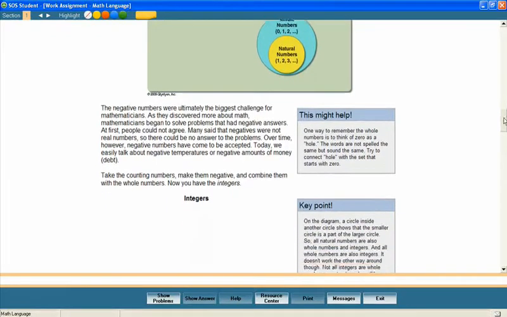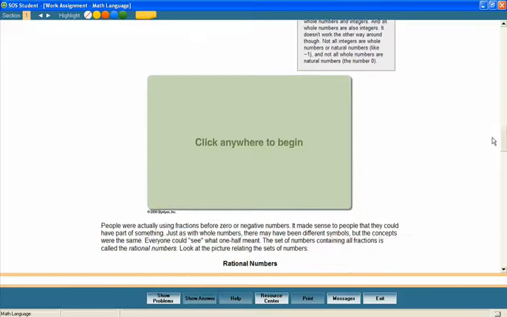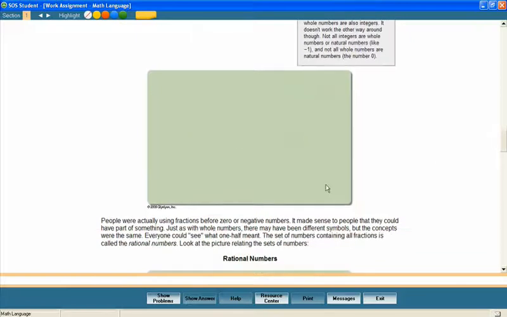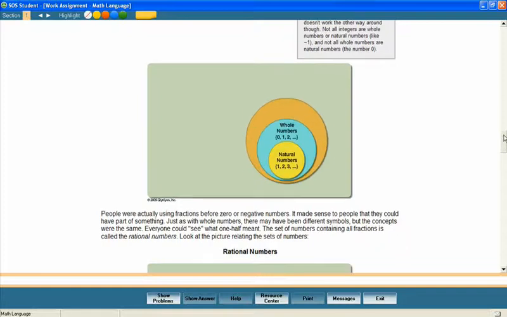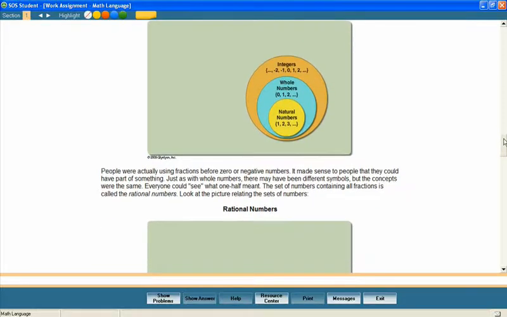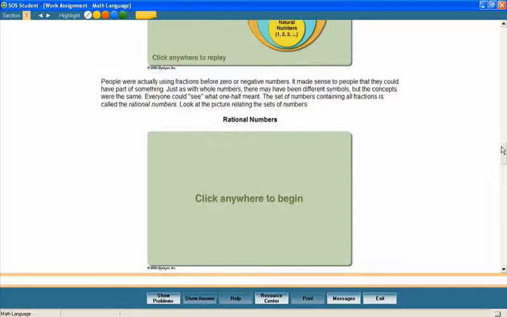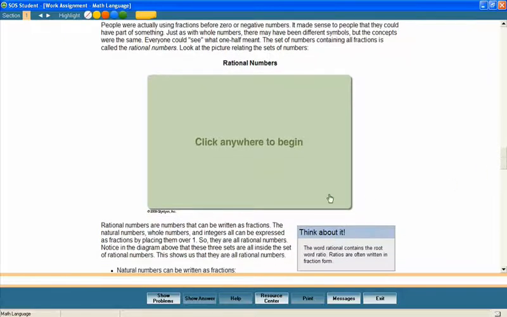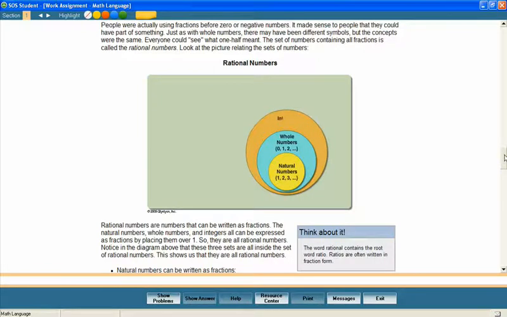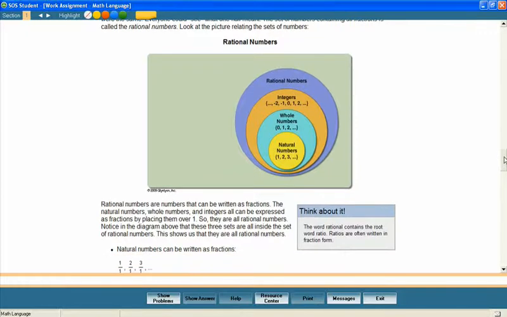The set of natural numbers is a subset of the whole numbers, which is a subset of the real numbers. The set of natural numbers is a subset of the whole numbers, which is a subset of the integers, which is a subset of the real numbers. The set of natural numbers is a subset of the whole numbers, which is a subset of the integers, which is a subset of the rational numbers, which is a subset of the real numbers.